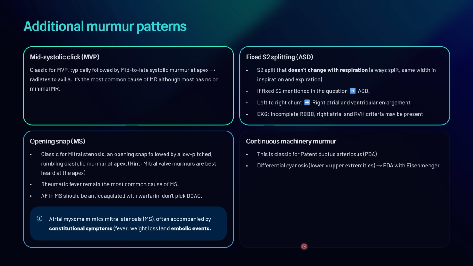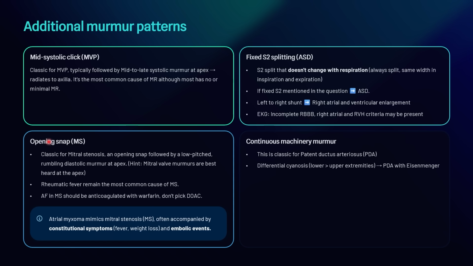The mid-systolic click is classic for MVP. MVP remains the most common cause of mitral regurgitation, although most of them have no or minimal MR. Also, fixed S2 splitting is classic for atrial septal defects. Because remember, S2 doesn't change with respiration; it always splits the same in inspiration and expiration. So that's the fixed splitting. And if it's mentioned, that's ASD, which leads to a left-to-right atrial shunt and then right atrial enlargement and RVH. So look for incomplete right bundle branch block that may present with right atrial and RVH criteria.